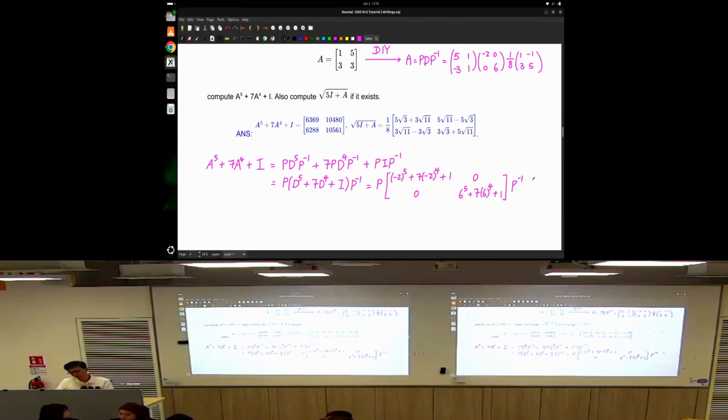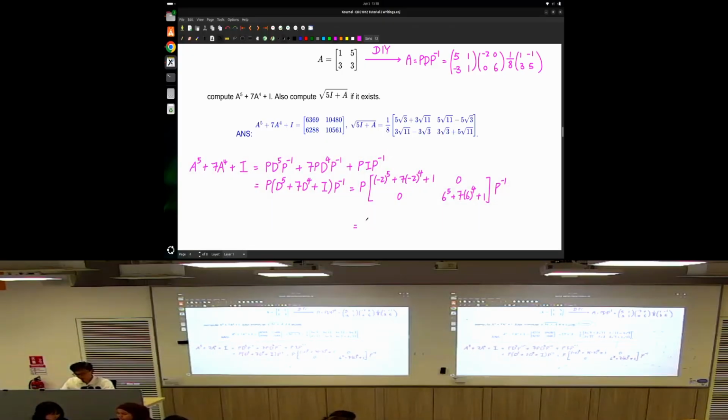Because your P and P inverse were already calculated, this can be computed to give you the answer here. I'll leave you to double check this on your own. After you multiply out, you will get the given answer. So this one is 6369, 6288. So that's for the first part.